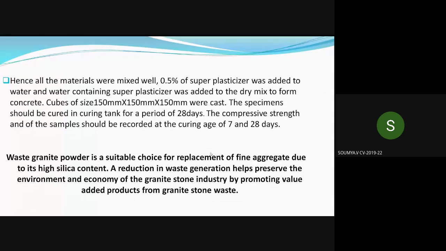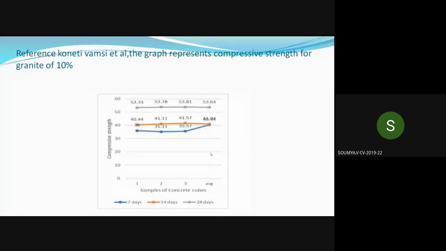Here is a graph representing the compressive strength of granite at 10%. Compressive strength is the ability of concrete to resist the load before it breaks, that is, the load at the time of failure over the cross-section of the specimen. The compressive strength of normal concrete is between 20 MPa and 40 MPa, and it generally varies from 17 MPa for residential structures to 28 MPa for commercial structures.